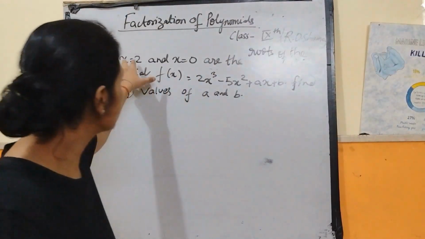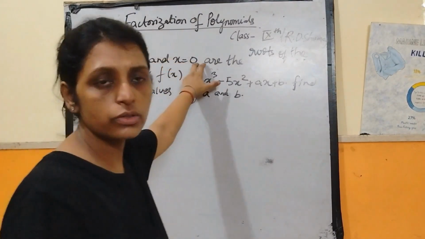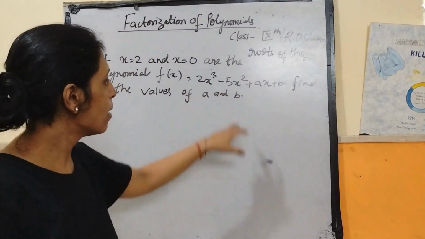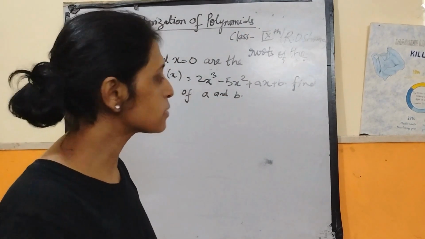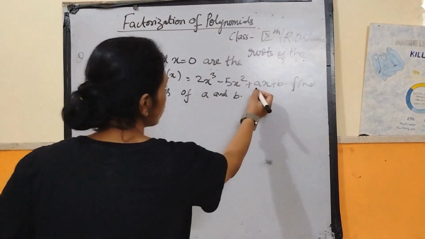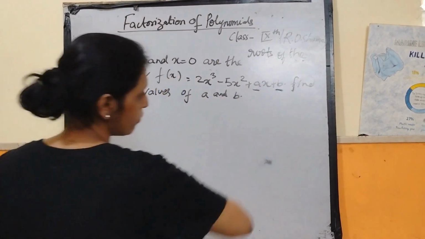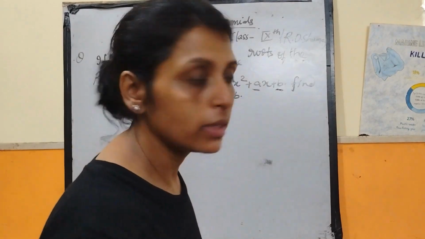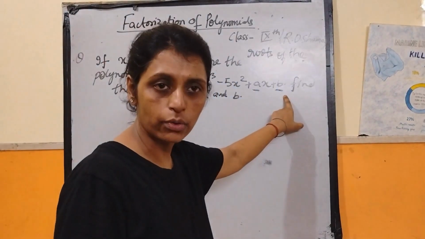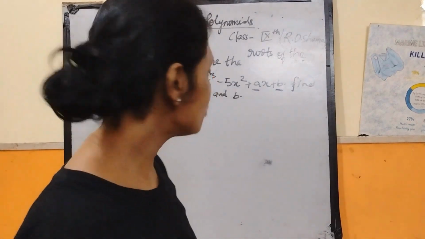Polynomials means algebraic expressions having many terms. So we will take x is equal to 2 and x is equal to 0 as the roots of this polynomial 2x cubed minus 5x squared plus ax plus b, and we have to find the value of the constants given in this polynomial. That is, we have to find the value of a and b here. Okay, so let's see how to do it.